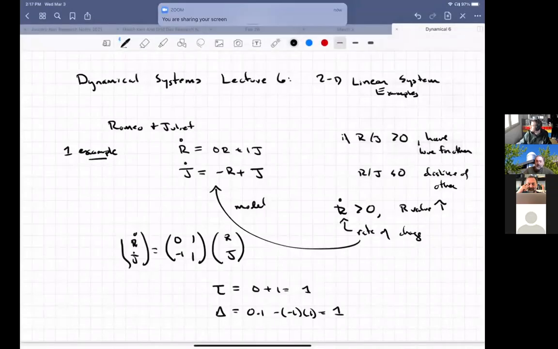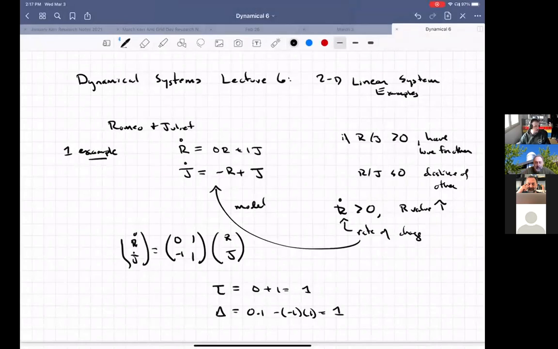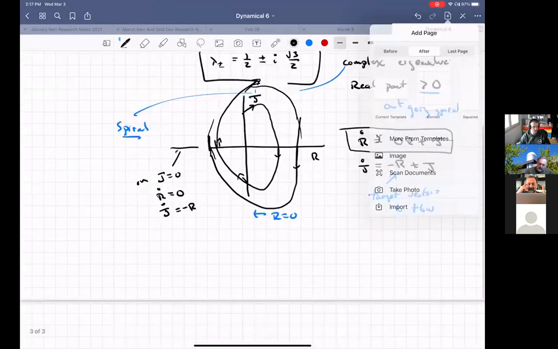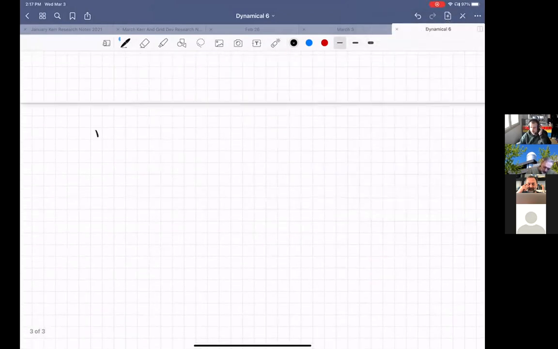So I'll stop sharing there. I'll come back and share here again. Okay, so that was one of our examples. Let's try another one. Any questions about that first example? Made sense here. I'm fine with it.